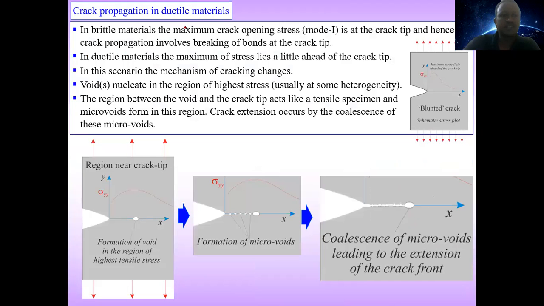Crack propagation in ductile material. In brittle material, the maximum crack opening stress, or mode 1, is at the crack tip, and hence crack propagation involves breaking of the bond at the crack tip.